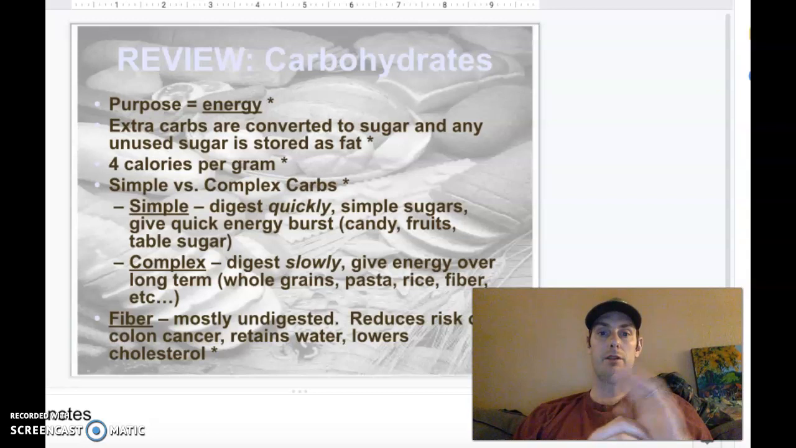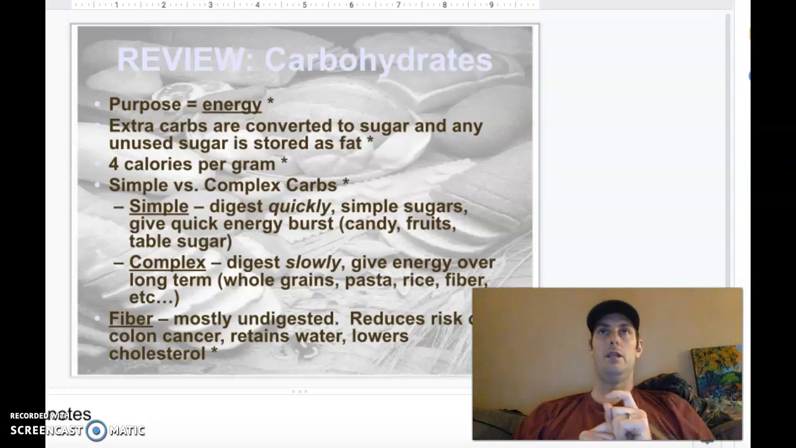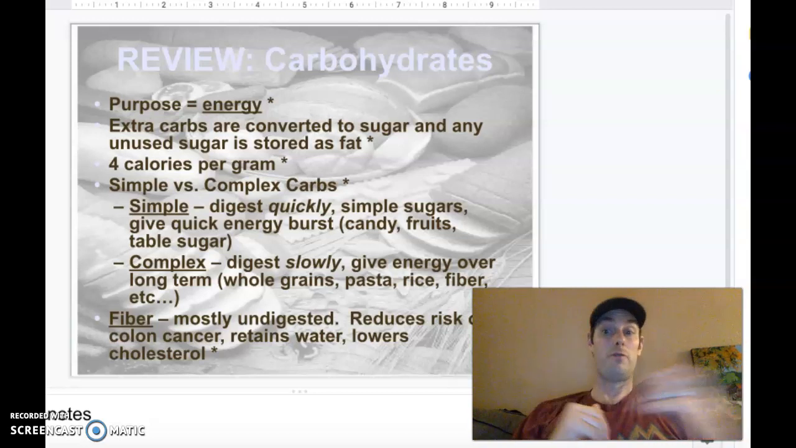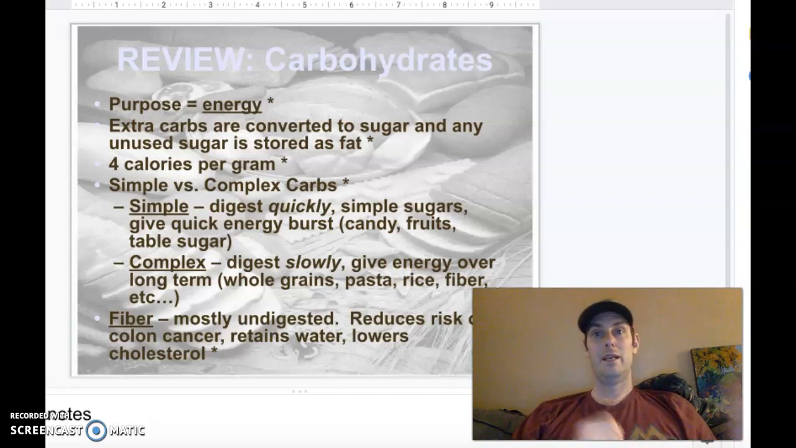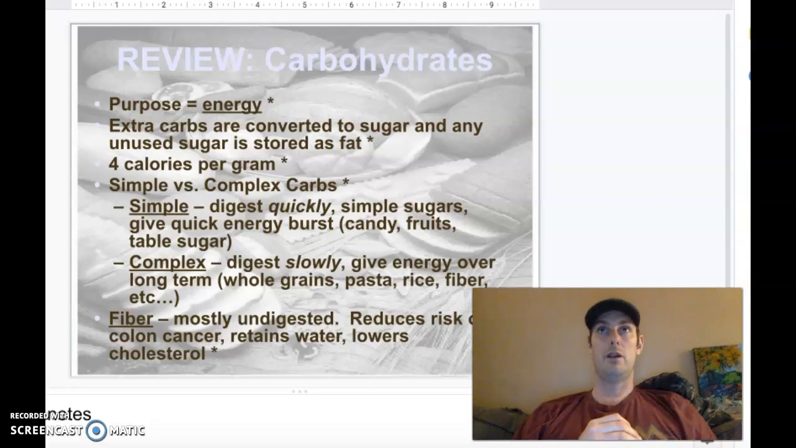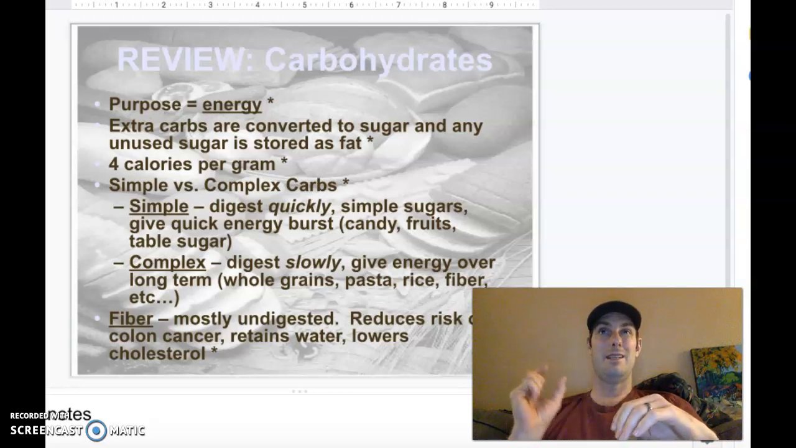So simple carbohydrates digest really quickly. They are simple sugars and they give your body short bursts of energy. It doesn't last long. Sugar is a perfect example of a simple carbohydrate. And all fruits are simple carbohydrates. So like I said, simple does not mean bad necessarily. Fruits are good. We want to eat some fruits for sure, but your body breaks it down as a simple carbohydrate, and it's not a long-lasting energy. So keep that in mind.